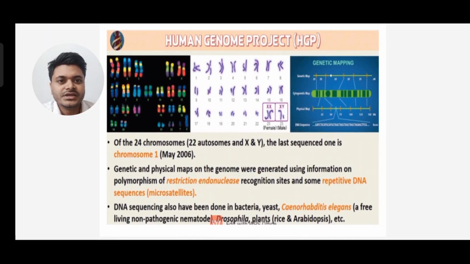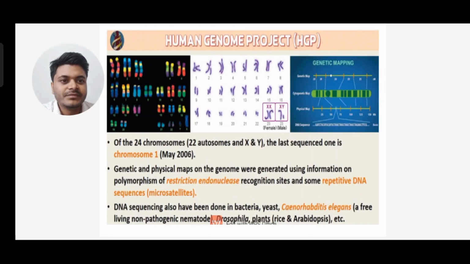Next you can see the 24 chromosomes, that is 22 autosomes and one Y and X. The last sequence to be completed was chromosome 1, which was finished in May 2006. Not 206, it's 2006.